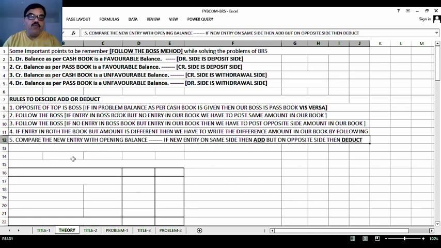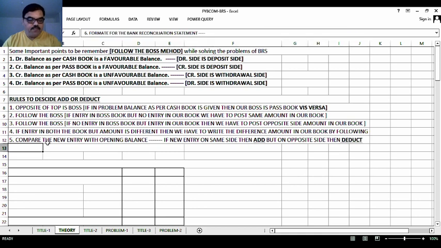Compare the new entry with the opening balance. Whatever new entry you are going to make, you have to compare it with the opening balance, and then we decide whether to add or deduct. If the new entry is on the same side, that means on the deposit side like the opening balance, then you have to add it. If the entry is on the opposite side, then we have to deduct it. Simply, we have to follow these rules for the bank reconciliation statement under the Yes Boss method.